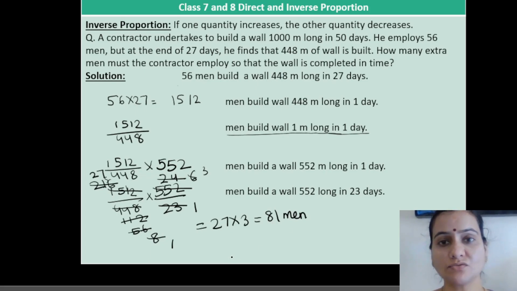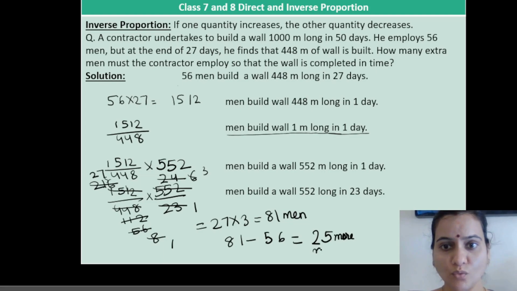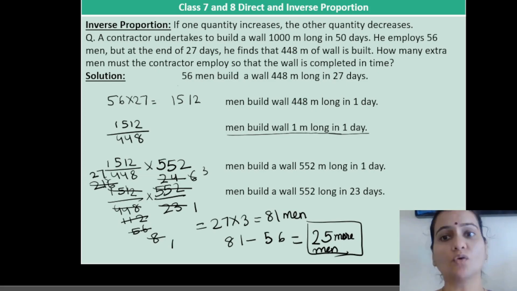So how many extra men should the contractor employ? How do I get it? 81 minus the number of men already employed, that is 56. 81 minus 56 is how much? That is 11 minus 6 is 5, and 7 minus 5 is 2. So 25 more men will be required for the 552 meter long wall to be completed in 23 days.